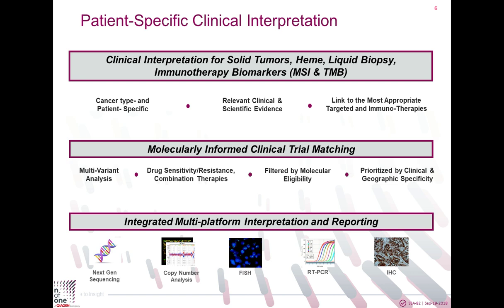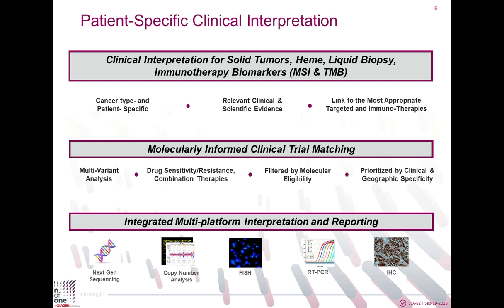The reports also include a multivariant analysis. So if there's a combination of variants either within a gene or between different genes that results in a different drug sensitivity or resistance than for any of the individual variants alone, that summary of that information will be provided and it'll be highlighted in the report. Any effects of multivariant analysis on prognosis or diagnosis are also included, again, very important in hematologic disorders.